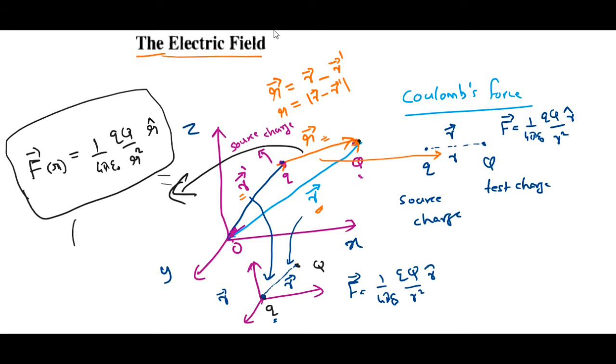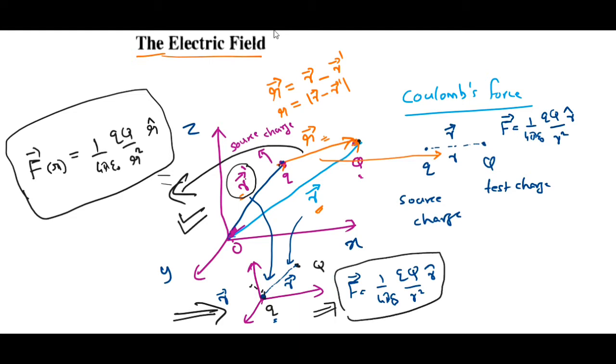And this case is one special case of this problem. Special case means where R prime is 0, that is the source charge is at the origin, therefore R prime is 0. Therefore in that case, as a special case, we can write F is equal to 1 by 4 pi epsilon 0 q divided by R square.